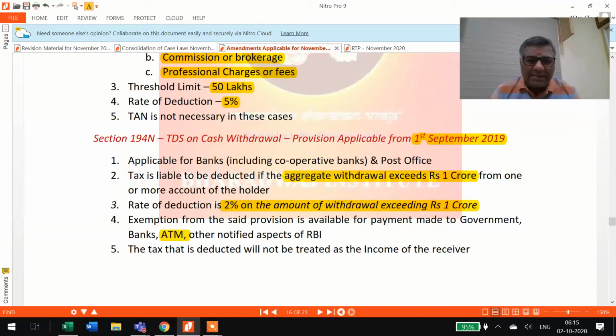So a very nice amendment, a very nice inclusion, is that the tax that is deducted will not be treated as income of the receiver because he is only withdrawing cash from the bank. How can that be treated as income? It will not be treated as income in the hands of the receiver. Okay, these are all the amendments.